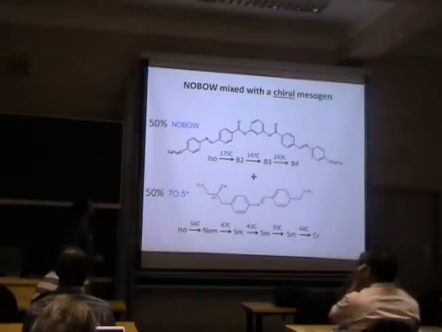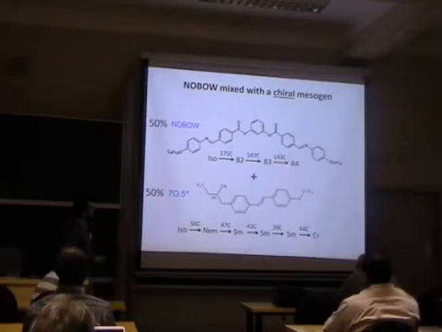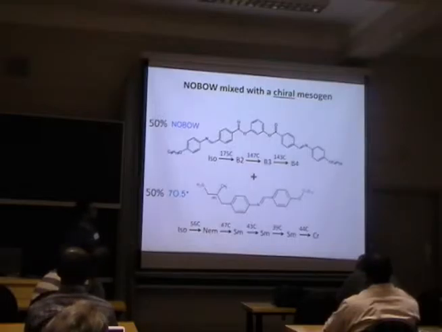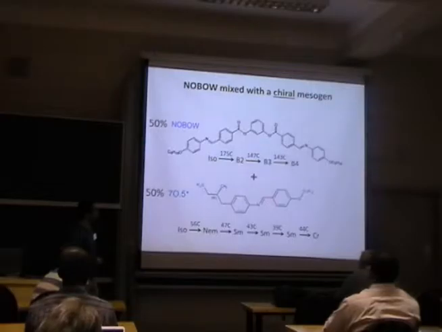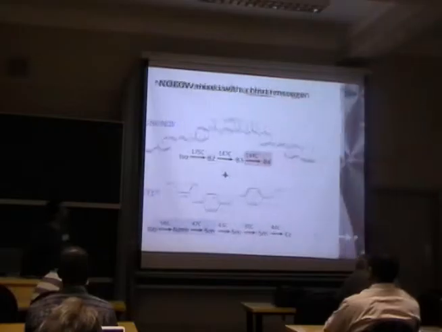So these are the molecules we use. And it's important to note that the B4 phase forms at a much higher temperature than the molecules that we studied. And we want that to be the case because we want this to form directly out of the isotropic phase so that this superstructure can be formed and then the guest material here, 705 star, can go through its own phases. And so these are the important temperatures here.